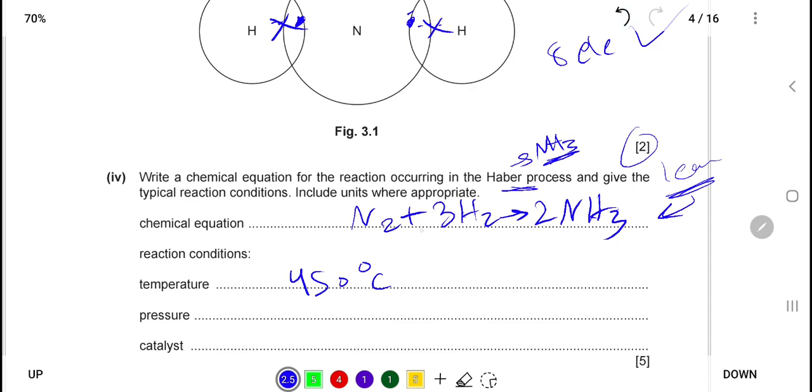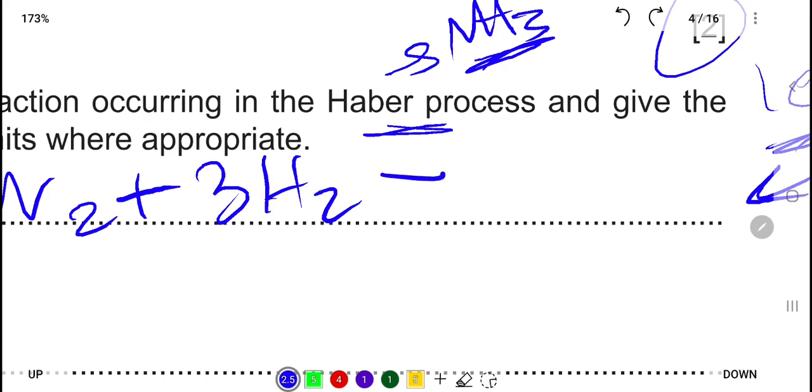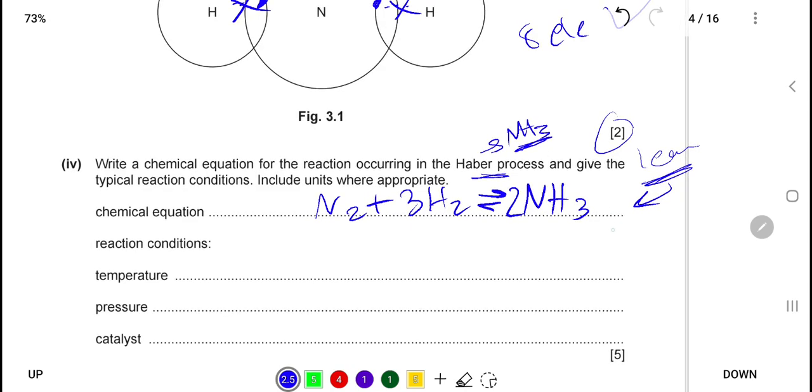Okay, so I guess we made a mistake now. In the Haber process reaction, this sign is wrong. Why? Because the reaction is reversible. In the mark scheme it is 1 mark, so if you wrote a normal arrow, you will get 1 mark deducted. So please remember that the equation is reversible.